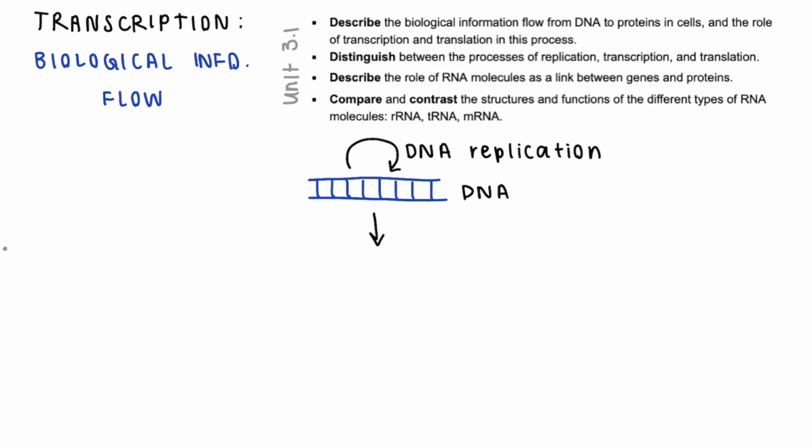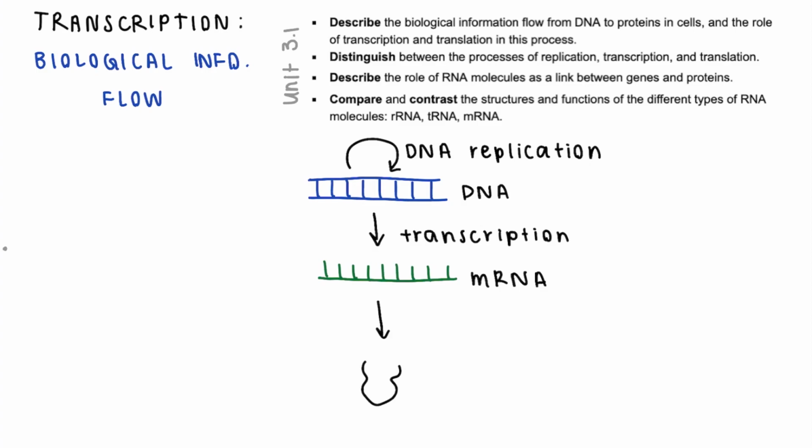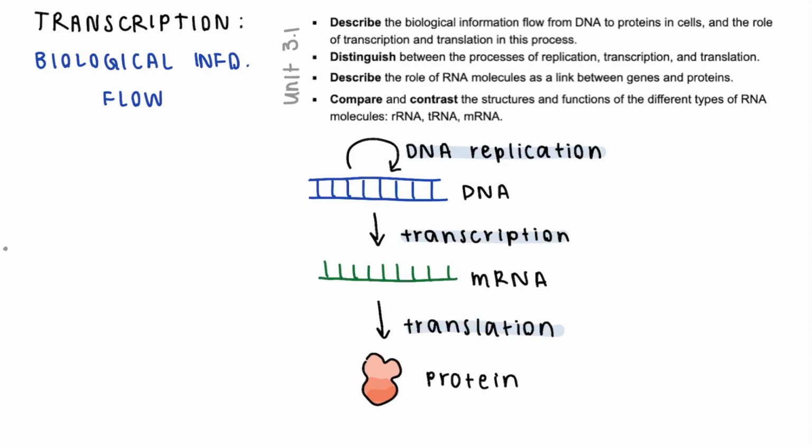replication. Between DNA and protein, there is an intermediate product called mRNA, which basically exists because it's in a format that can be read to produce protein. The conversion of DNA to mRNA is transcription. Then, the conversion of mRNA to protein is called translation. Now, as you can see, RNA molecules are an intermediate between DNA and protein.